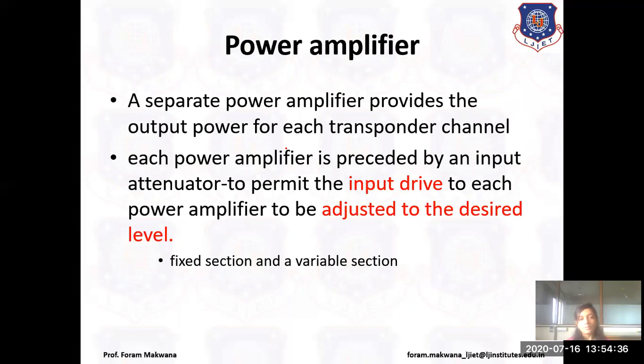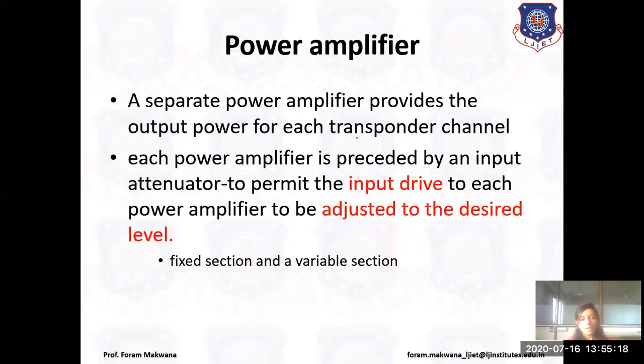Now, what is the function of the power amplifier? The power amplifier is needed because we have to transmit the signal over a longer distance, and as a signal travels a longer distance, its quality is going to be degraded. That's why we need a separate power amplifier that can amplify the signal at higher frequency. So we use a traveling wave tube amplifier, a microwave amplifier, which provides the output power for each transponder channel.